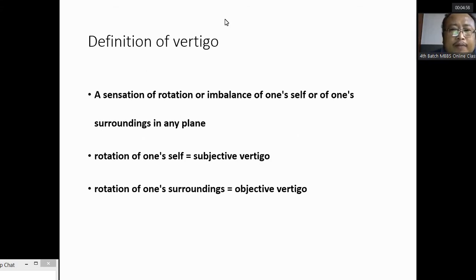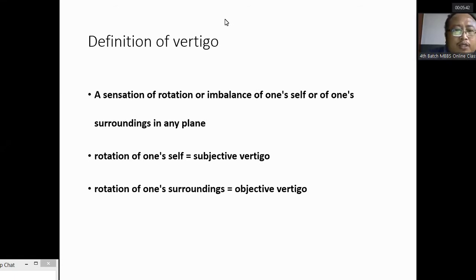Just to remind you to know the detail about the diseases, vertigo can be defined simply as any imbalance or rotational type of feeling by the person with the surrounding. The subject can rotate himself or herself, or the surrounding may rotate in any plane. It may be horizontal, vertical, or torsional.